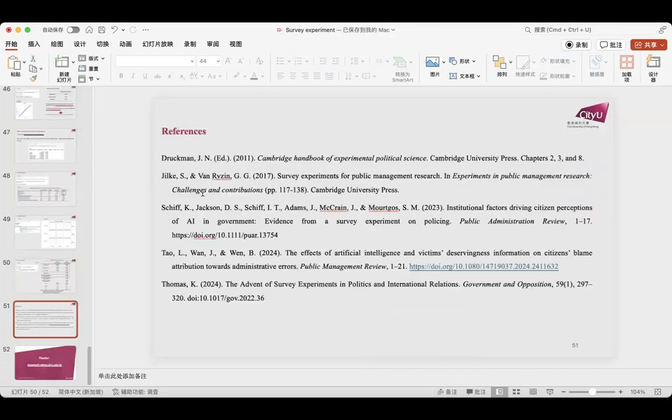And also these are the references for you to consider if you are interested in survey experiments. I strongly recommend these two books. The first one is the Cambridge Handbook of Experimental Political Science, and the second one is Experiments in Public Management Research: Challenges and Contributions.